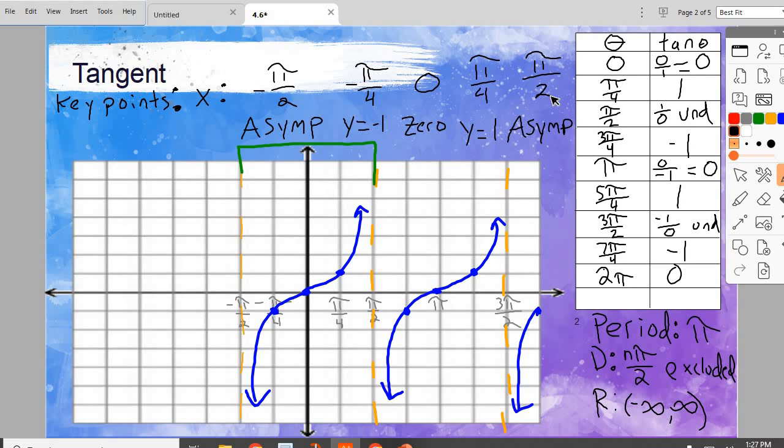Now, we're not going to do a ton of transformations with this, but we will look at period and a value, like stretching it and what that does to it, okay?